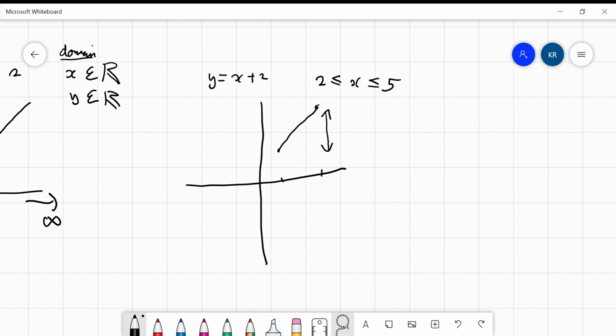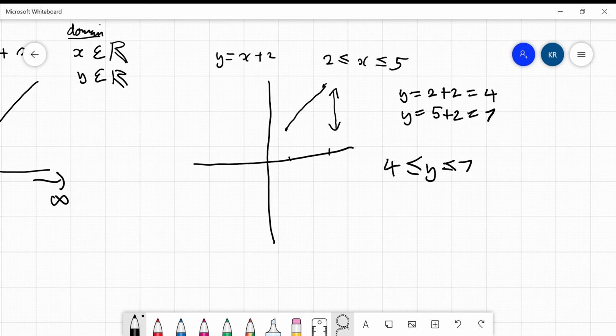So to find the range, you basically substitute the domain. So the lower bound of the range would be, you substitute the lower bound of the domain, you would get y equals 2 plus 2 is equal to 4. Then the upper bound would be y equals 5 plus 2 is equal to 7. And hence the range you can represent like this.